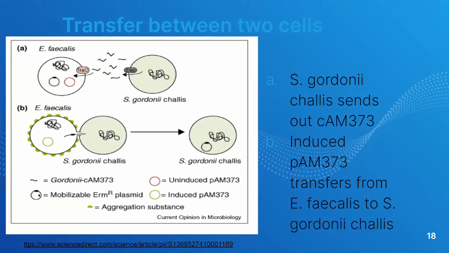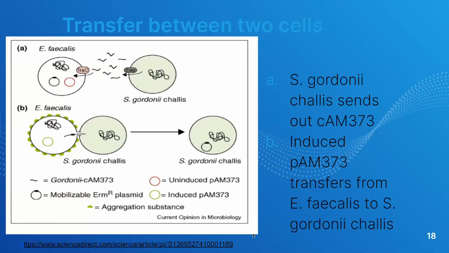In section B, we can see how the antibiotic resistance plasmid is transferred to S. gordonii challis. We can see how the pheromone induces a plasmid, which induces the transfer of the antibiotic resistance plasmid. This process leads to S. gordonii challis obtaining antibiotic resistance towards erythromycin. It is also important to notice that if the E. faecalis bacteria didn't contain the pheromone-responsive plasmid pAM373, then it wouldn't be able to transfer the antibiotic resistance to the other bacteria.